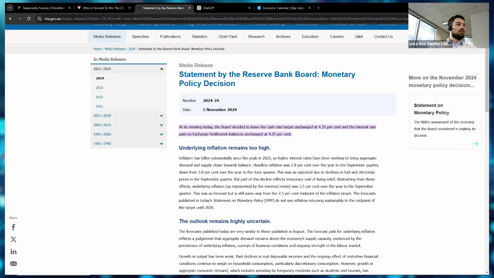Some very important topics: the interest rates, the persistent underlying inflation, as well as the labor market conditions, consumer spending uncertainties, global economic uncertainties, and the focus on inflation. I think these will be the most important topics we're going to be covering today.